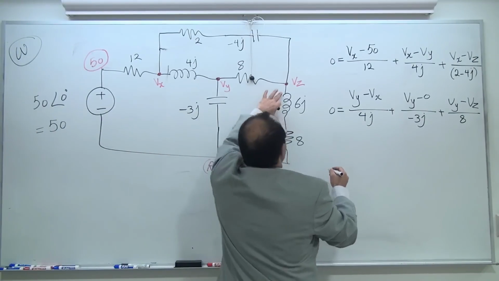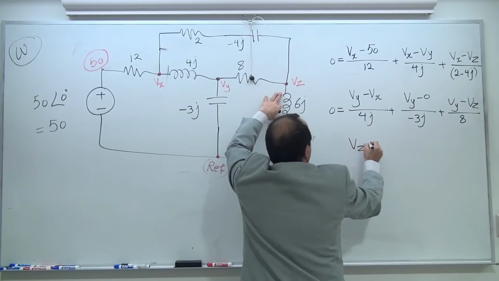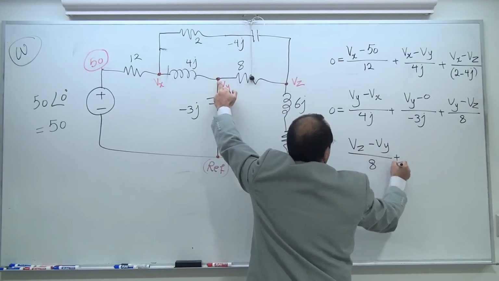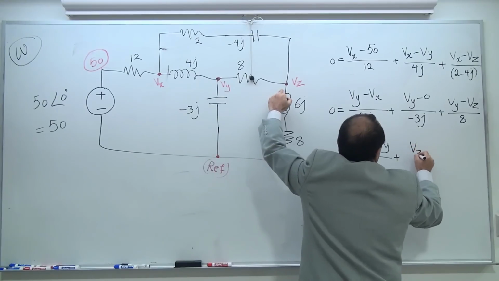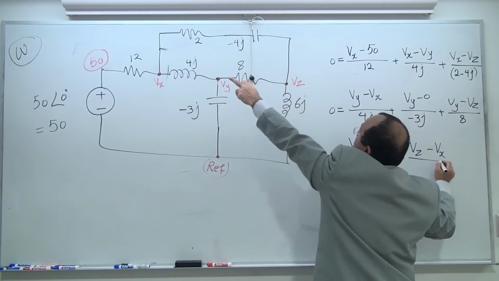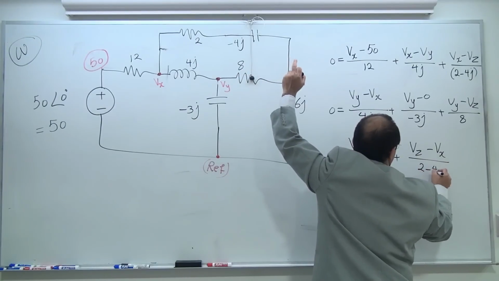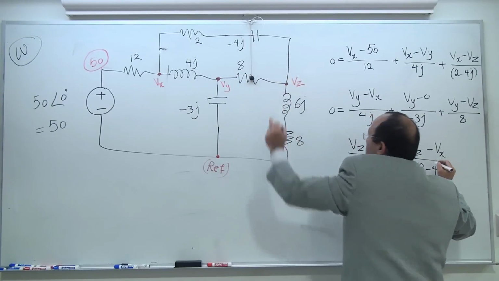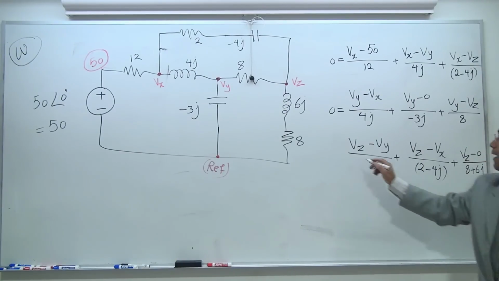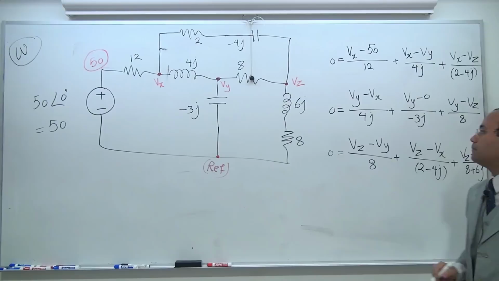Okay, this one, (Vz - Vy)/8, (Vz - Vx) divided by the combination of two resistors now. Remember, this is the beauty of frequency analysis. It's really easy at this moment. (Vz - 0)/(8 + 6j) is equal to 0.